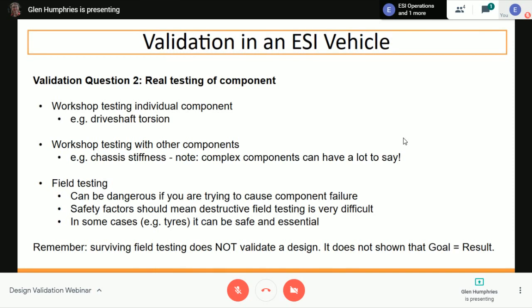Some components are lucky enough we can just test them in a workshop. Coming back to our example of a drive shaft under torsion, it's actually quite easy to test, and it's surprising how many teams don't use this as a validation option.